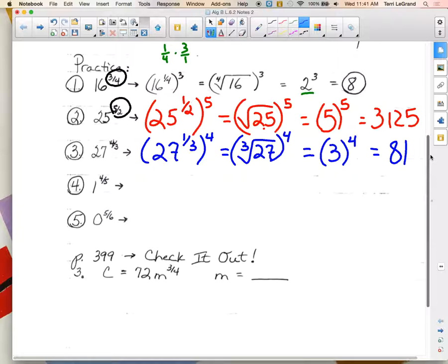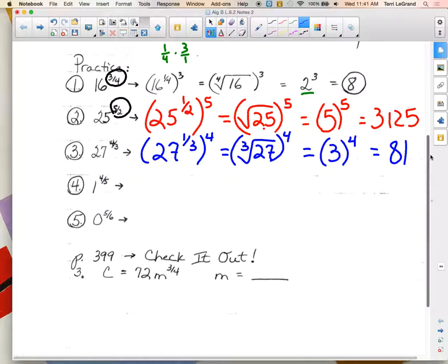2 and 1/2. So this is really the same as 16 to the 2 and 1/2 power. And that answer better be bigger than 256, smaller, same? It better get bigger, it better increase. Okay, well let's try it then. Let's see if it does.